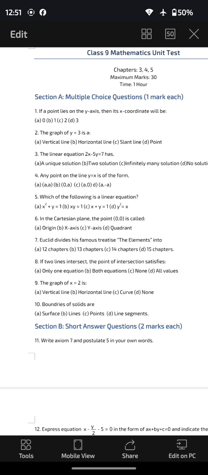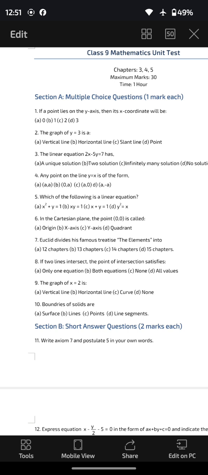In first option, the degree of the variable is 2, so this is not a linear equation. In second, the power of x is 1, the power of y is 1, but they are multiplying to each other, so this is not a linear equation. Option C, the power of variables x and y is 1 and they are separated by addition, so this is a linear equation. So option C is right.